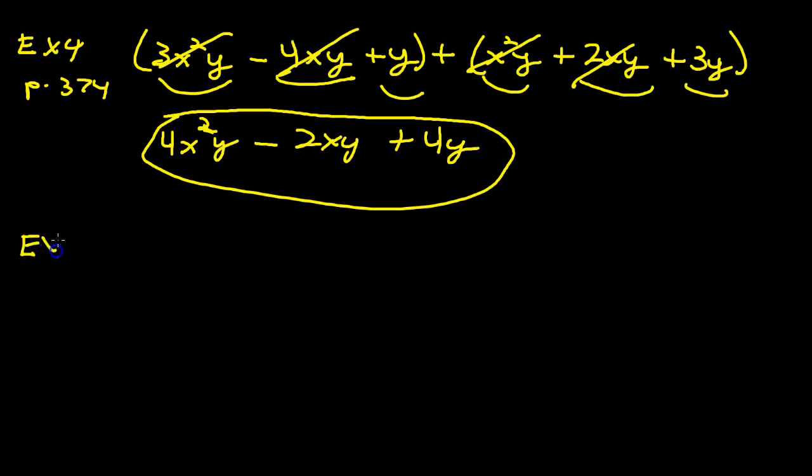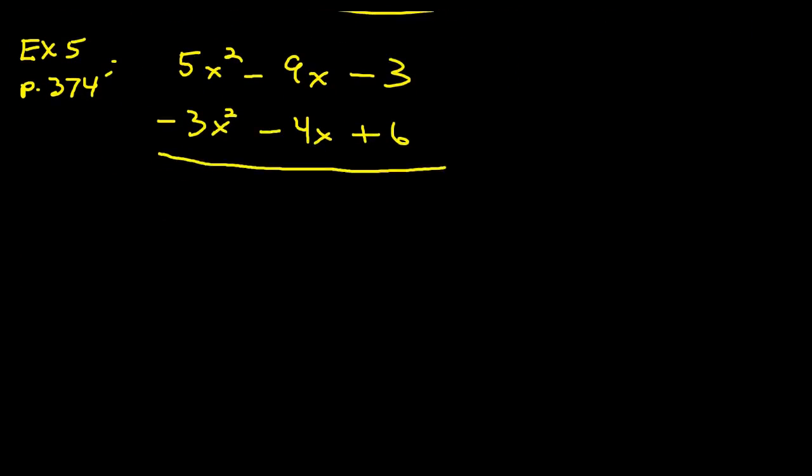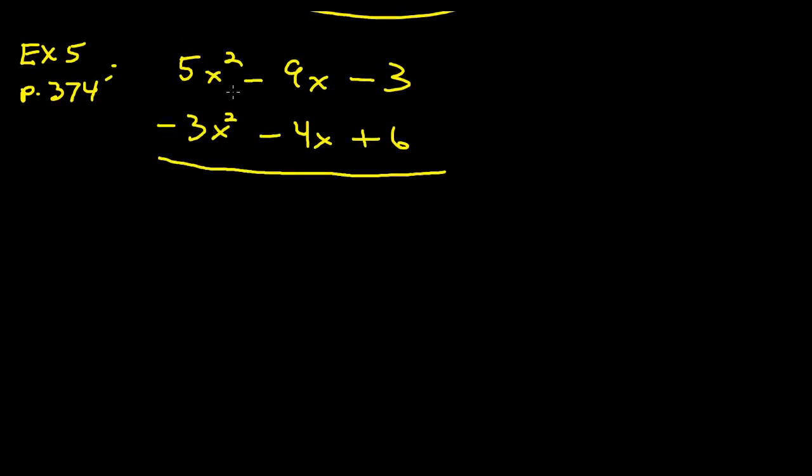All right, next example 5, again on page 374. Now, the book advocates what they call a column method. I don't insist on it. If it helps you to line these things up in columns and add, that's fine. Add 5x squared minus 9x minus 3 and minus 3x squared minus 4x plus 6 using columns. Well, all that means is you pile one on top of the other, making sure like terms are in the same column. Makes them a little easier to add, I suppose.